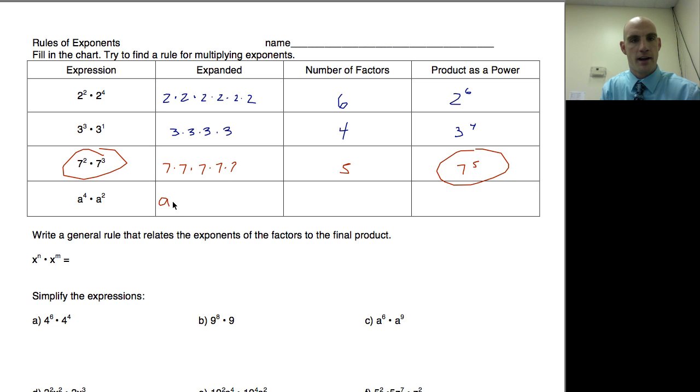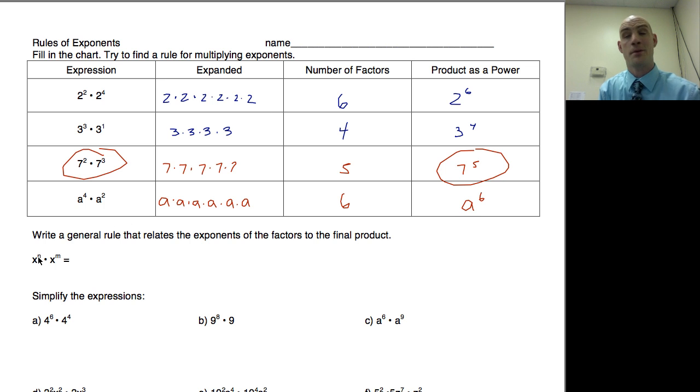And I'm going to make it a little bit more abstract with the A here. And I end up with 6 factors there. So I've got A to the 6th power. So what I want you to do is completely abstract this.